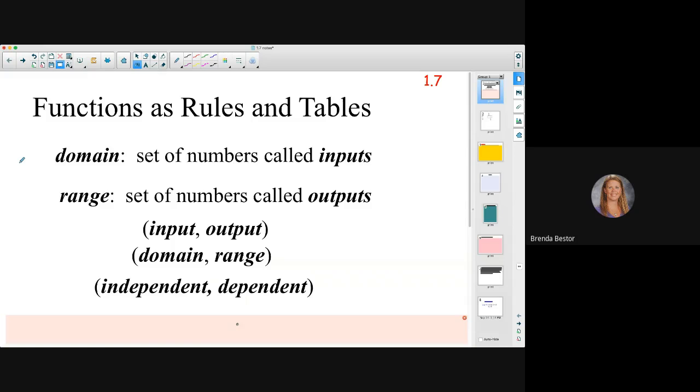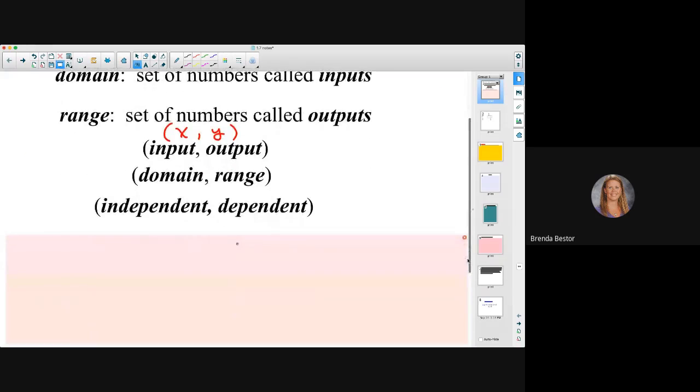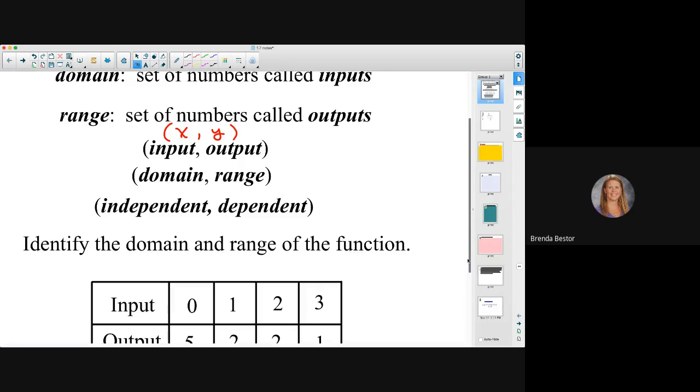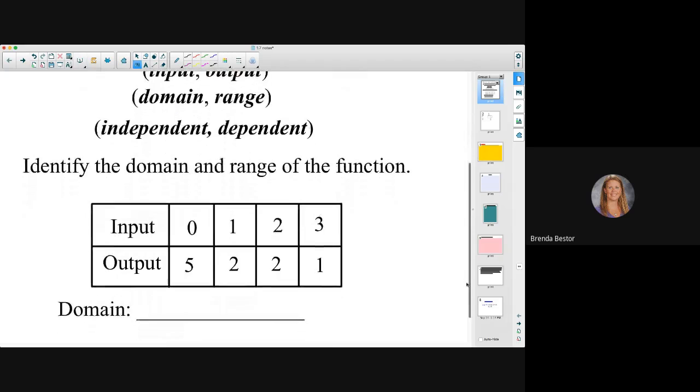So what I'm going to do, I'm going to add to this list and kind of sneak it in here. A lot of times you'll see them as X's and Y's because we put them on a graph. So the X's are like inputs, domains, independent, and the Y's are like outputs, ranges, and dependent. All right, go ahead and take a look. I don't think there's anything else left on here. Identify the domain and the range of this function.